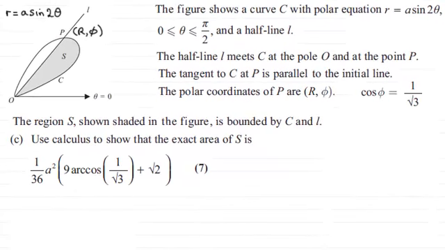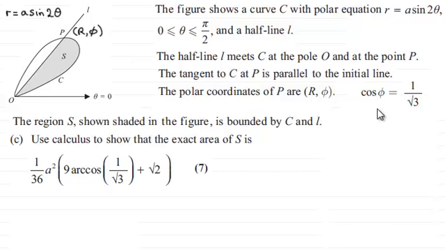Hi there. Now if you've been watching the previous videos where we went through parts A and B of this question, you'd know then that we're given this curve C where P has coordinates r, phi, and at this point here the tangent was parallel to the initial line. And the curve C had equation r equals a sine 2 theta, which is all summarised up here.